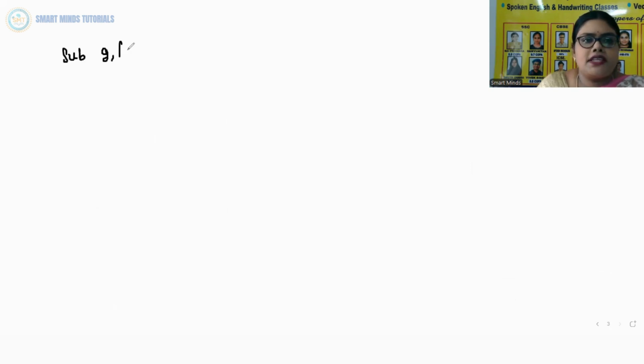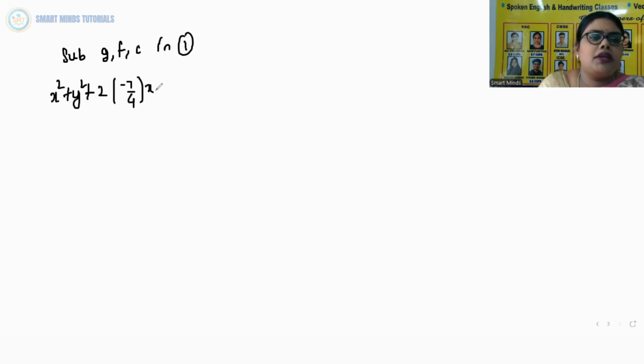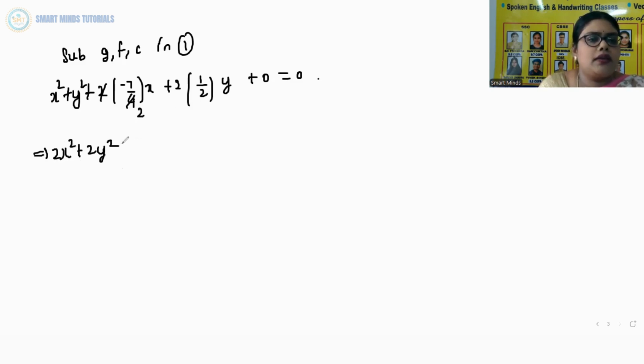Substituting g, f, c in equation number 1: x square plus y square plus 2 into g, which is minus 7 by 4, into x plus 2 into f, which is 1 by 2, into y plus c, which is 0. So 2 ones are 2, 2 twos are cancelled. Now we take the LCM, so you get 2x square plus 2y square minus 7x plus 2y is equal to 0. This is the required equation.